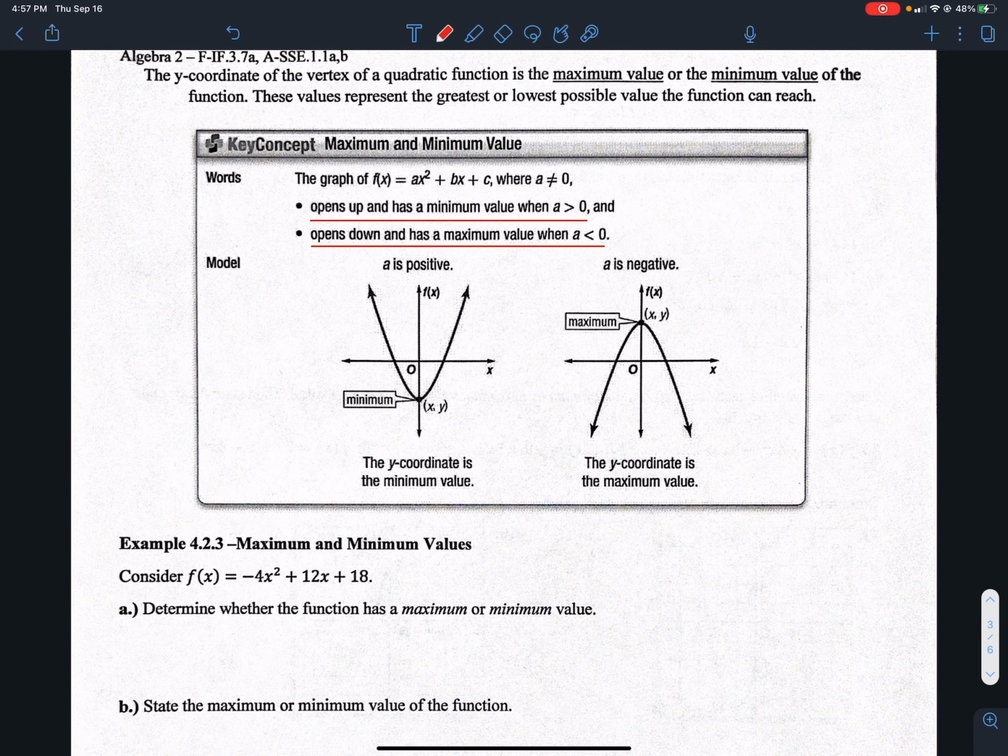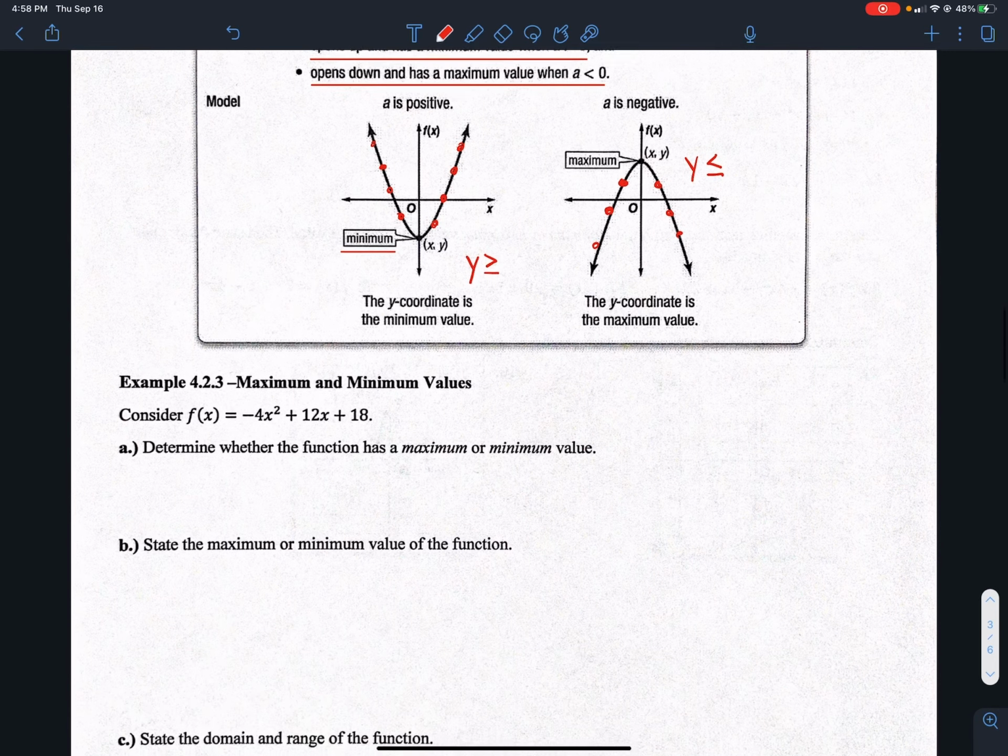Okay, so here is a model. On this one, it has a minimum value. So that means all the other y values would be higher than that minimum. When we write this one, it is always going to be y values are greater than or equal to whatever the y value is of the vertex. On this one here, all these other points are lower than the vertex. So this one here is going to be y is less than or equal to the y value of the vertex.